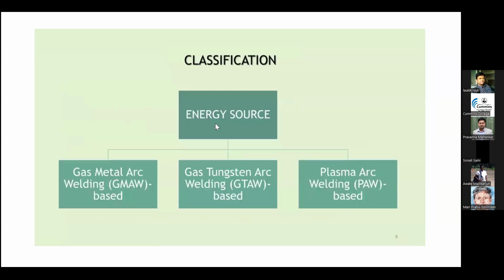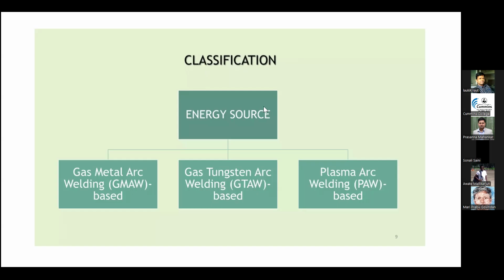Now, we can use three types of energy source in wire arc additive manufacturing. That is gas metal arc welding, that is GMAW, then gas tungsten arc welding, GTAW based, or plasma arc welding. So in most of the colleges, you can find this GMAW machine and the vertical milling machine. So you can attach your GMAW setup to that vertical milling machine, and you can carry out your research work.